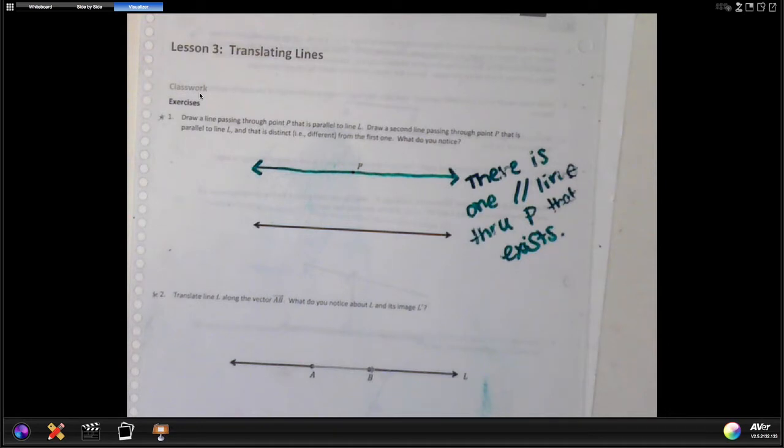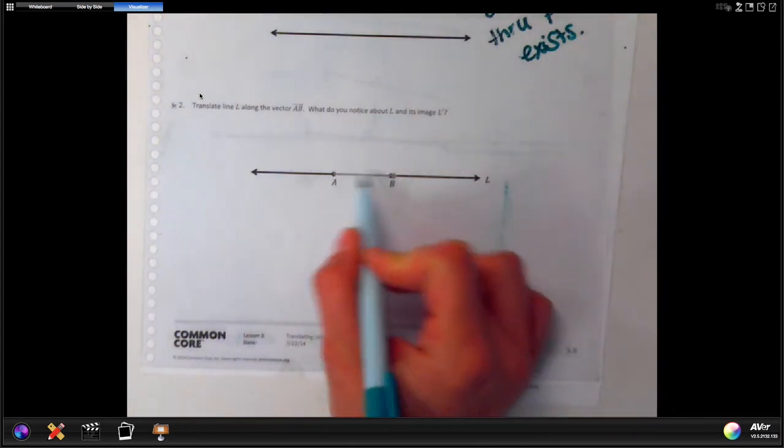Now, this is where we're kind of going with this, is are we going to create parallel lines when we translate a line, or are we going to create the same line? So number 2 looks like a really weird kind of question, because it says, translate line L along vector AB. What do you notice about L and its image L prime? Okay, so this whole thing right here is the line. The vector is in the middle here.